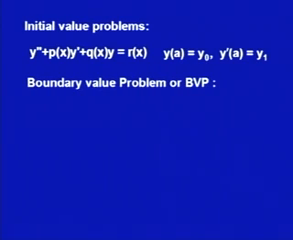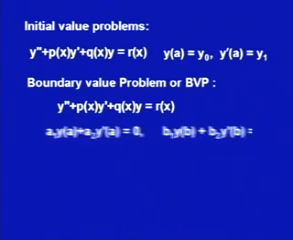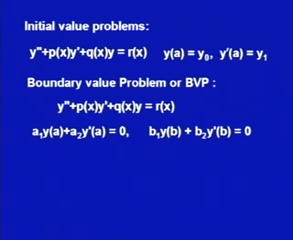In a boundary value problem, we have a differential equation. Again I have used the same differential equation, y double dash plus p x y dash plus q x y is equal to r x, that is a linear differential equation of the second order, and we may have boundary conditions such as a 1 y at a plus a 2 y dash at a is equal to 0 and b 1 y at b plus b 2 y dash at b is equal to 0, where certainly a 1, a 2 and b 1, b 2 should not be all 0. That is, both a 1 and a 2 should not be 0, and both b 1 and b 2 should not be 0.